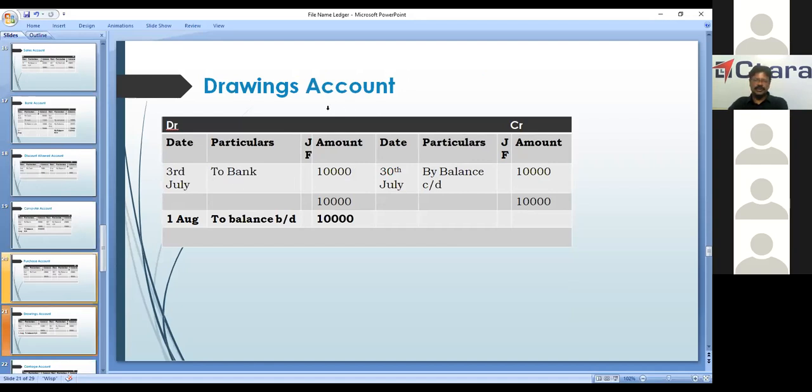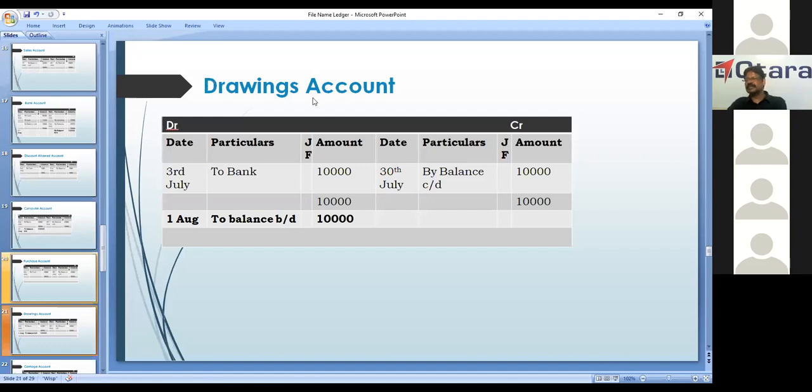And because there is only one transaction, that of drawings, we have to balance. Okay, this side it is nothing, so we have to balance it by putting the amount on the other side also and balance the account. Once again, withdrew for personal use. The proprietor is drawing the company's amount through bank. It's called drawings. In the journal entry, we have debited drawings account and credited bank.